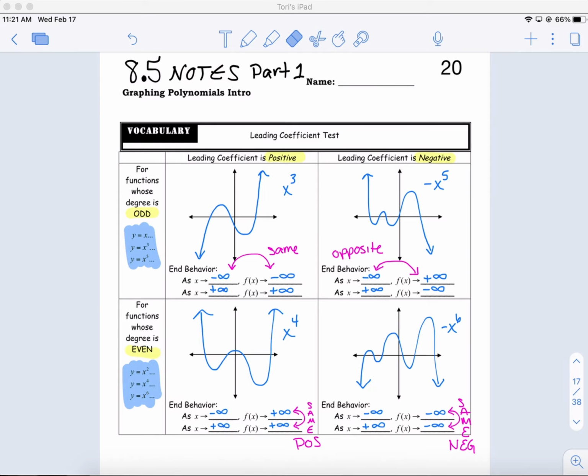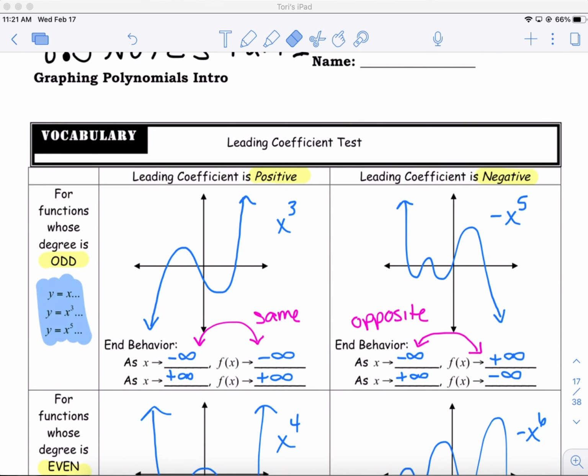Perfect. Okay, so if I focus right now on my odd polynomials, that means the exponent is a 1, a 3, 5, 7, etc. We know that a linear with power of 1 looks like this. We know that our cubic parent function looks like this. And our quintic parent function looks like this, okay?